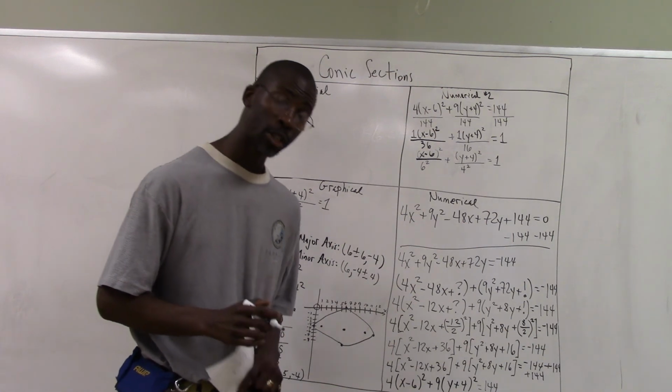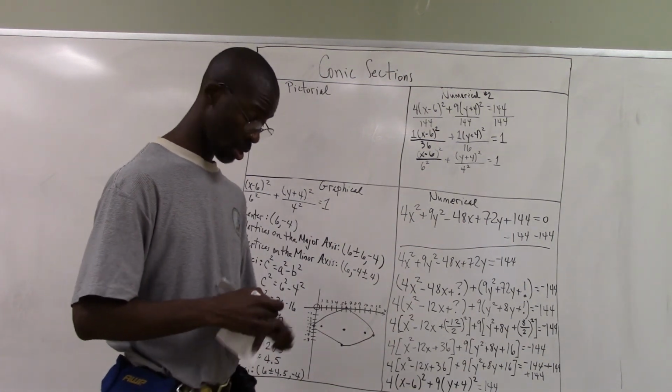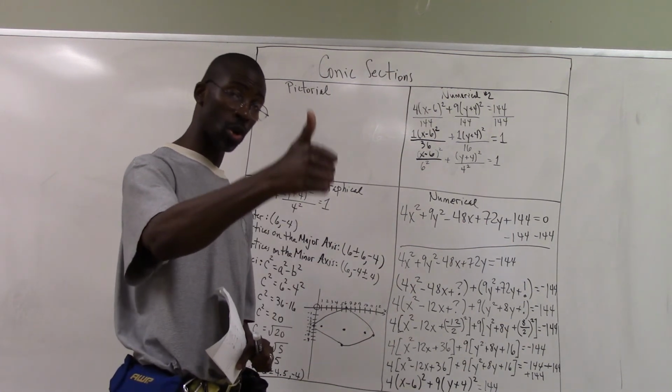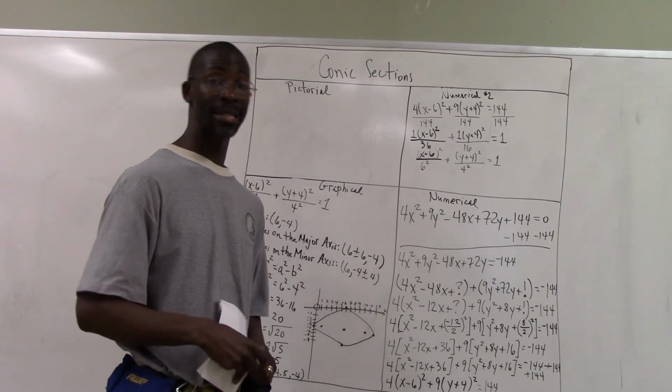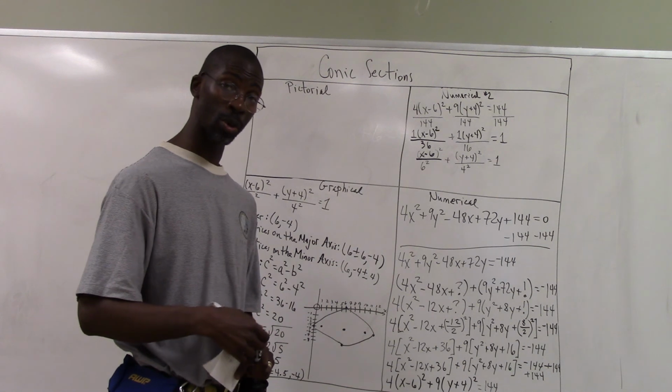That concludes our session on conic sections for the day. You have not only the circle and the ellipse, you also have the hyperbola and the parabola as the major conic forms that students are required to understand.